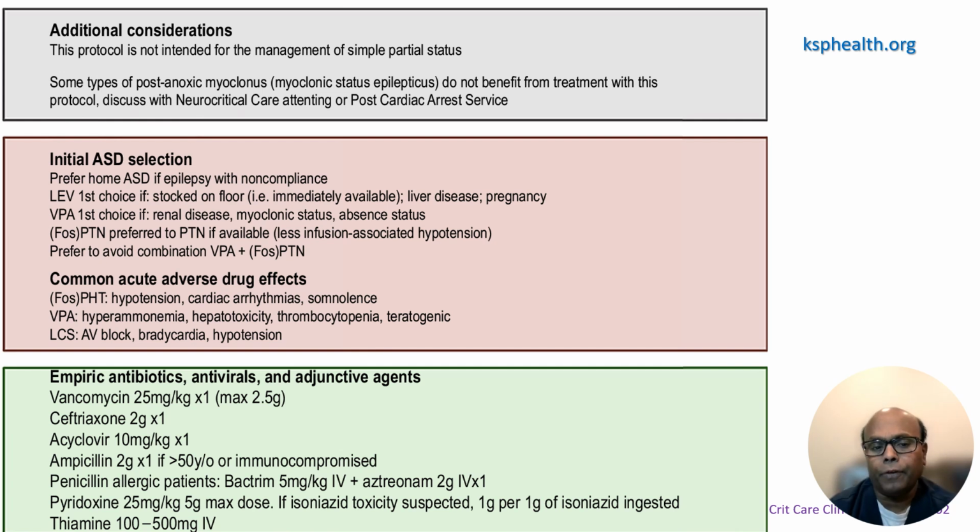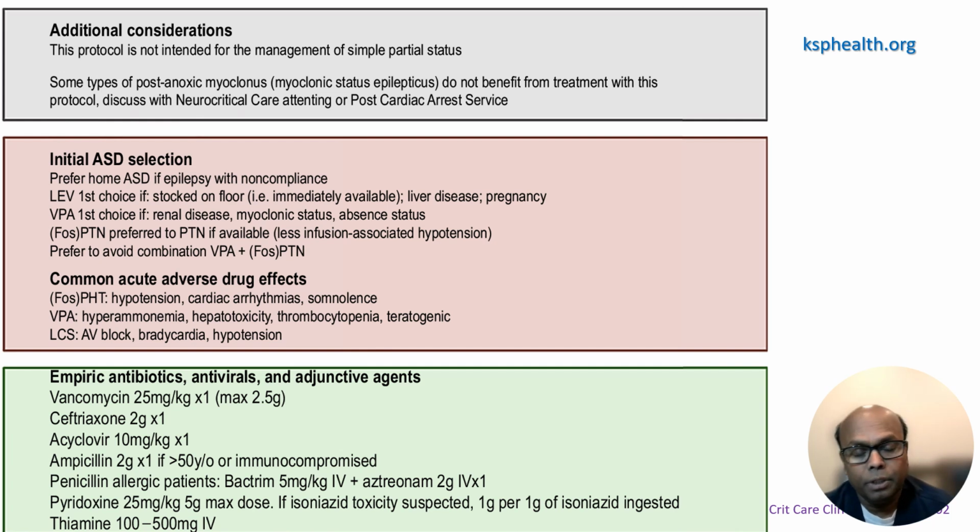One should be aware of acute adverse drug effects. Fosphenytoin can cause hypotension, cardiac arrhythmias, and somnolence. Valproate can cause hyperammonemia, hepatotoxicity, thrombocytopenia, and is teratogenic. Lacosamide can cause AV block, bradycardia, and hypertension.